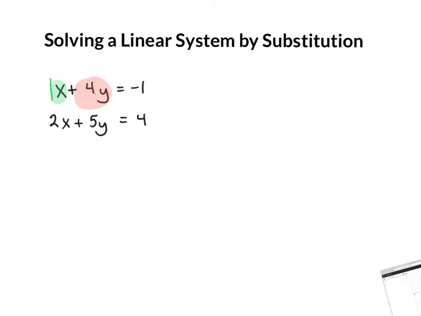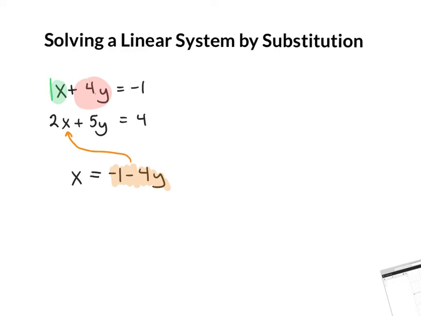So let's go ahead and do that. When I subtract 4y from both sides, I get this expression. So there's my first step. I've isolated the variable x. Now I'm just going to take that and place it into that equation right there.